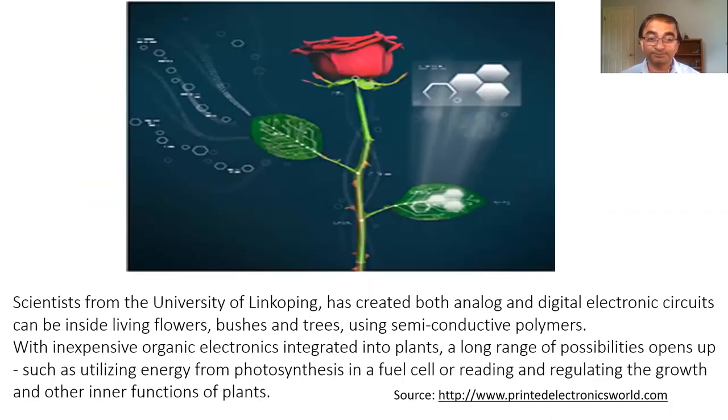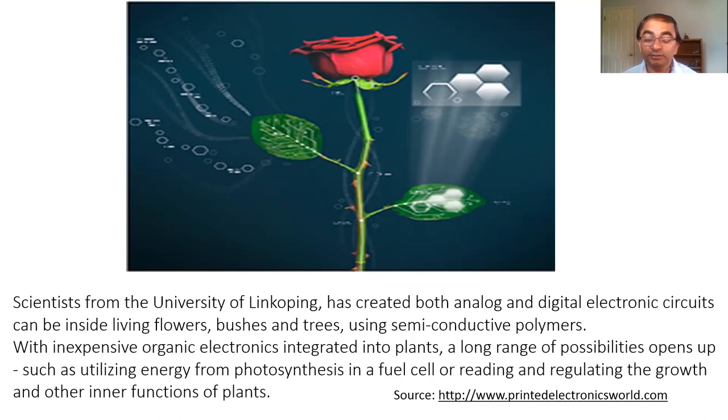And this is a very beautiful application. Scientists have created analog and digital electronic circuits inside living flowers, trees and plants using semiconducting polymers. What are they thinking about? In electronics, there is an exchange of electrons, but in polymers and organic solar cells, as all of you know, in organic materials there is an exchange of ions instead of electrons. So with this printing of electronic circuits inside living plants, a range of possibilities opens up in this universe.